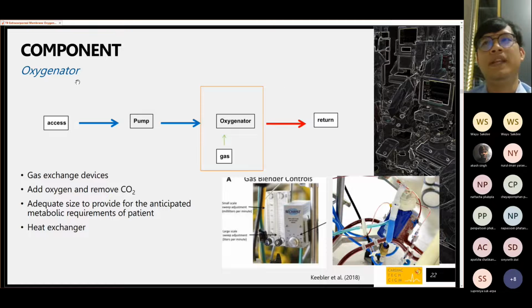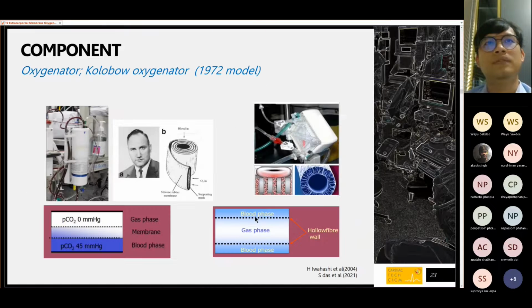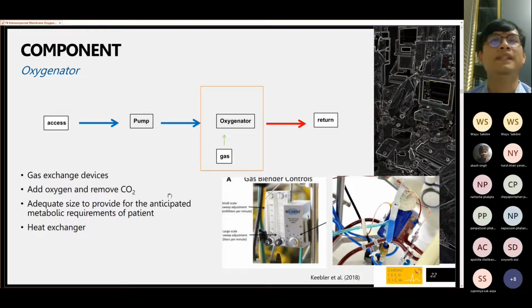Move on to the oxygenator. The oxygenator is placed between the pump and the return cannula. So it can be said it's quite a simple circuit, right? And the gas exchange device here is the oxygenator, or artificial lung. It's kind of the same as the oxygenator we use in the CPB, but how is it different? The difference between the oxygenator type in CPB and ECMO is the material. Okay.